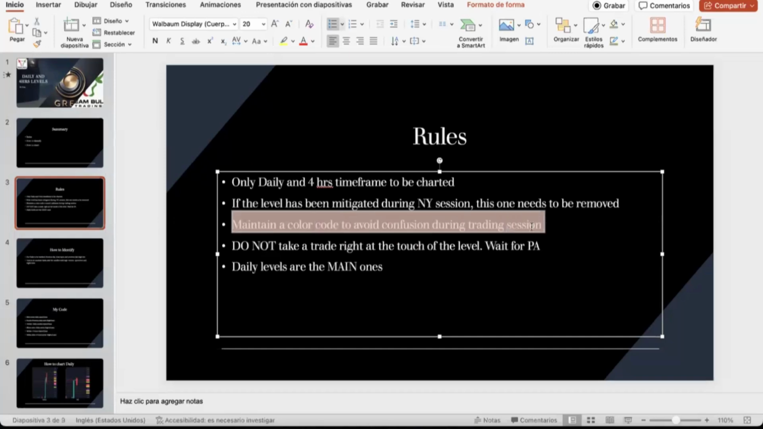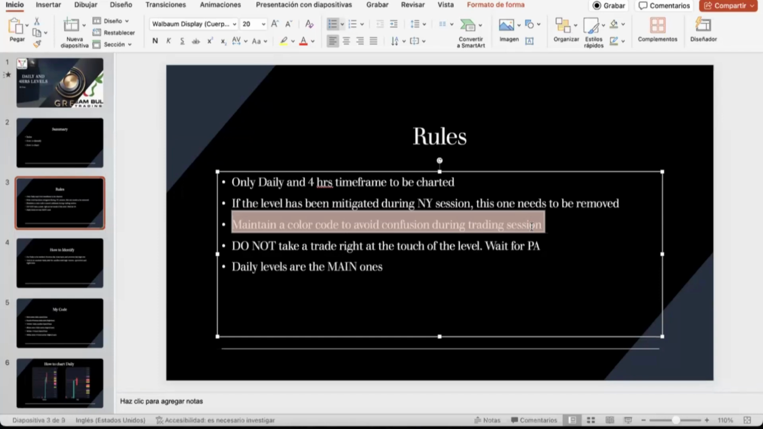You know how the trading session is? You can be under stress, distracted, and so many lines are together. You have to have a way to identify the most important level. In my case, daily levels are the main ones, the most important. So that's the reason why I started doing the color code. It's easy for me to understand while I'm doing the trading session.